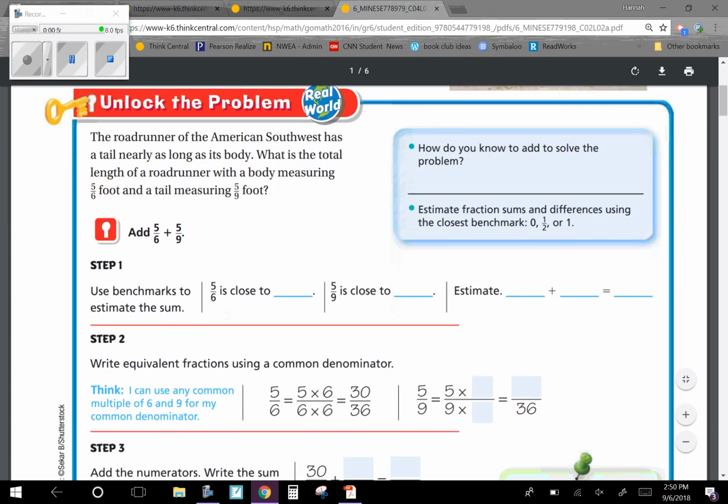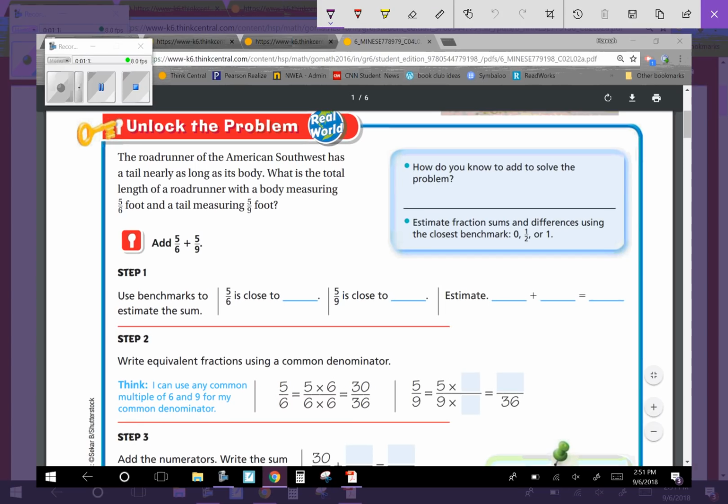So let's look at unlock the problem. The roadrunner of the American Southwest has a tail nearly as long as its body. What is the total length of a roadrunner with a body measuring 5/6 foot and a tail measuring 5/9 foot? First question is, how do you know to add to solve the problem? Okay, so the way we know that is because we were asked to find the total length. So because of that, we know to add those together.